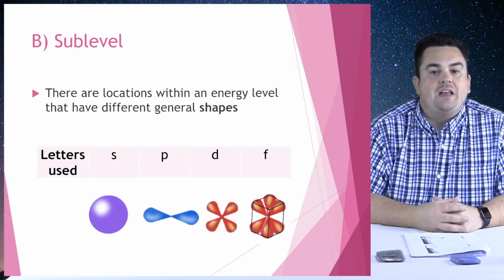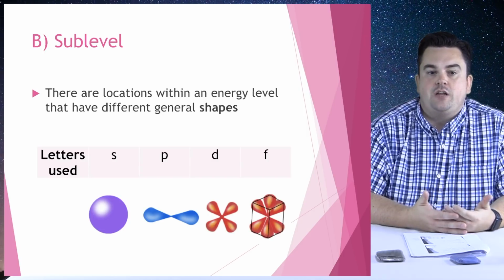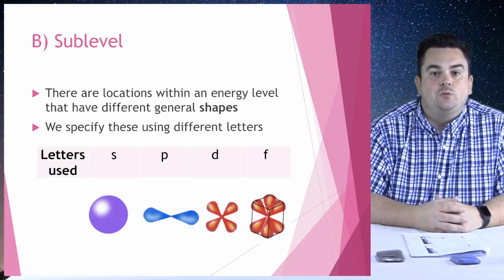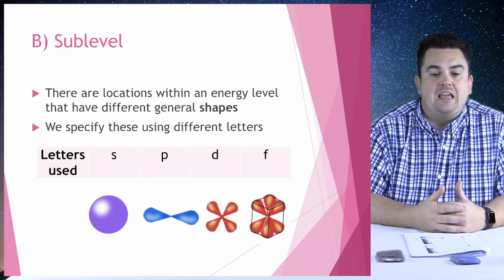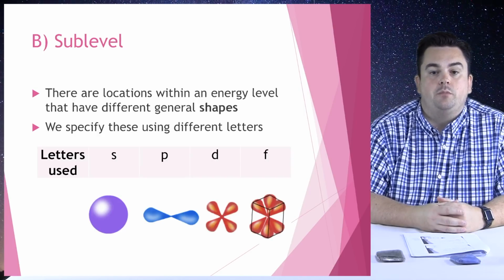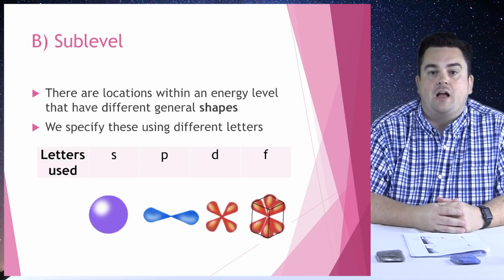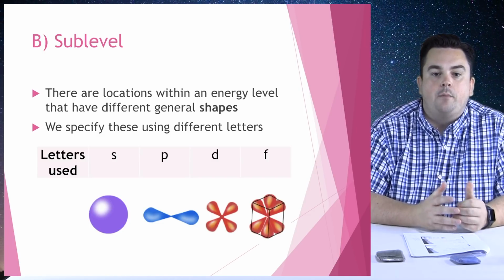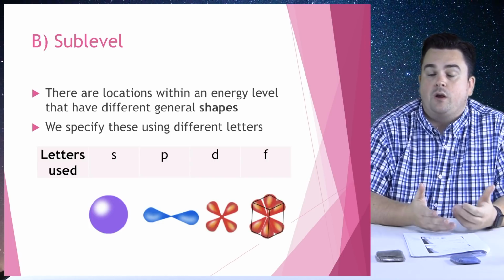So our next subdivision is called the sublevel. There are locations within an energy level that have different general shapes. We specify these using different letters. S, which has a spherical shape, P, which has a dumbbell shape, D, which has a 4-leaf clover shape, and F, which has a 4-leaf clover on crack shape. Now to remember S, P, D, and F, some people deserve fudge. It's a great way to remember.